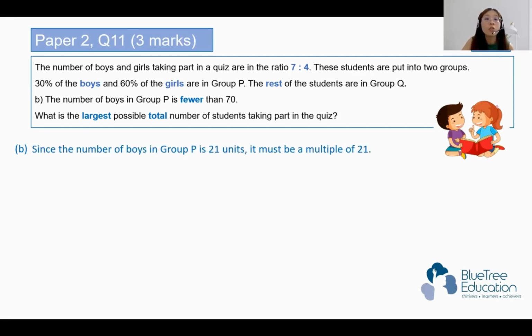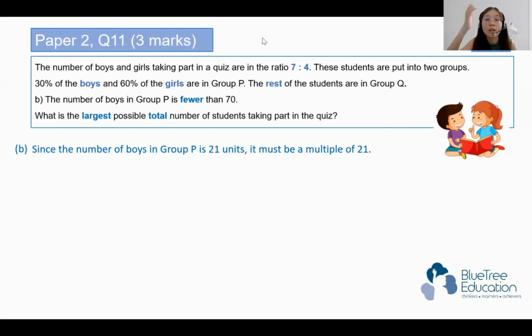Okay, so since the number of boys in P is 21 units, right, which is what we found previously, you know that the number of boys must be a multiple of 21 because 21 units is a ratio, right? So it definitely has to be a multiple of 21. But the question says that the boys is fewer than 70, so you cannot go past 70, right? So if you list out the multiples of 21, anybody wants to try, what do you think will be the closest number for the boys? You can't be more than 70.